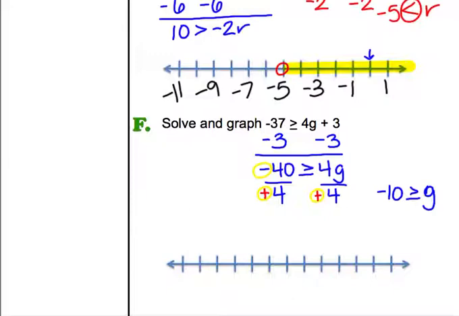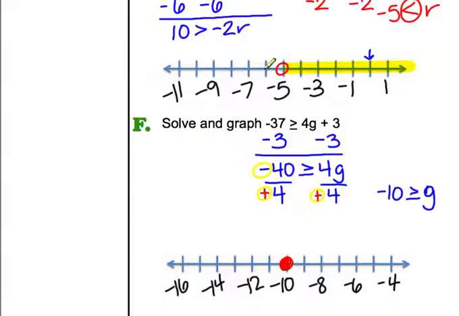I see here that I've got negative 10, so I'm going to put negative 10 in the middle. Then I've got negative 8, negative 6, negative 4, negative 12, negative 14, negative 16. Like I said, I'm just numbering the number line. I've got a greater than or equal to, so I'm going to fill in the circle here. When I go to check which way I should highlight, I see negative 10 is greater than or equal to g.